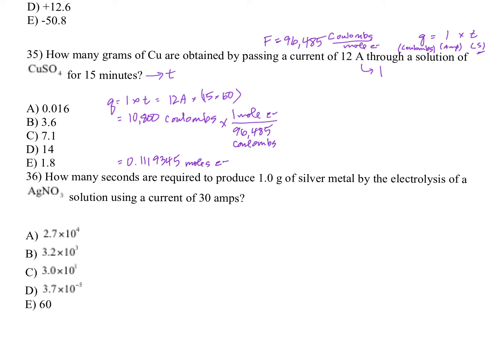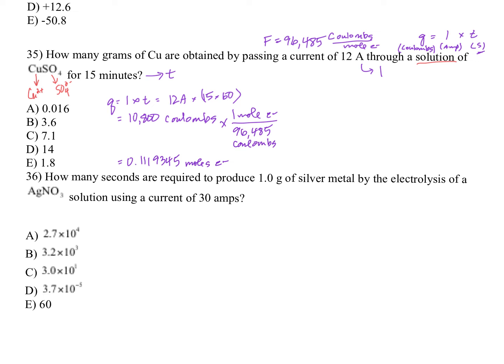The question now is, I've got moles of electrons. The problem wants grams of copper. So how can I turn moles of electrons into grams of copper? And the way we're going to do this is with stoichiometry, good old-fashioned stoichiometry, but we need an equation to do it. So to make sense of this, you have to think about what's happening.